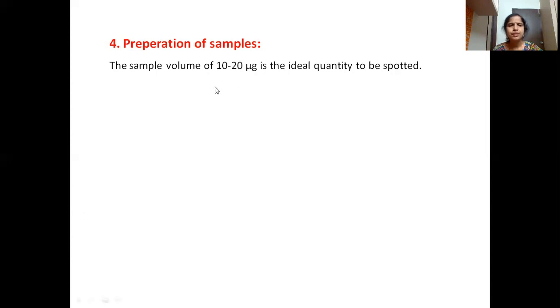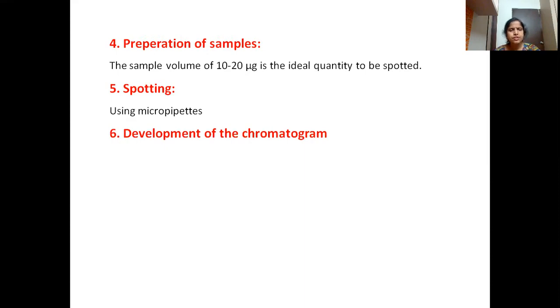The sample quantity may be 10 to 20 micrograms. It is the ideal quantity to load onto the paper. Then how to load the sample onto the paper? That is nothing but spotting. We have to use micropipettes. In the case of TLC, thin layer chromatography, we used capillary tubes. Just as a spot, we load the sample onto the plate. Even here, for an analytical technique, we load the sample using micropipettes or microcapillary tubes. Then after that, development of the chromatogram.